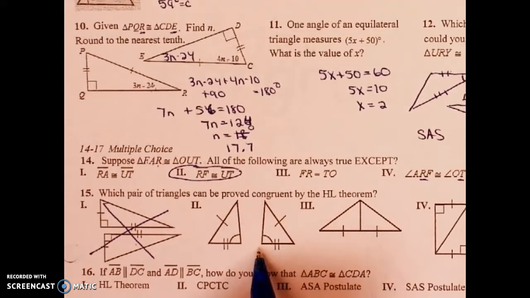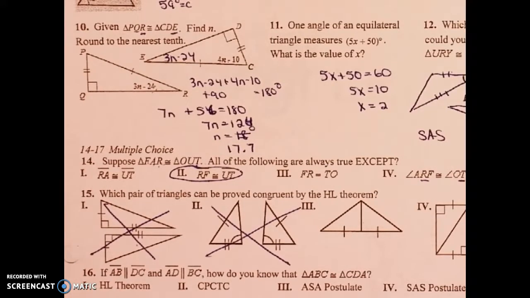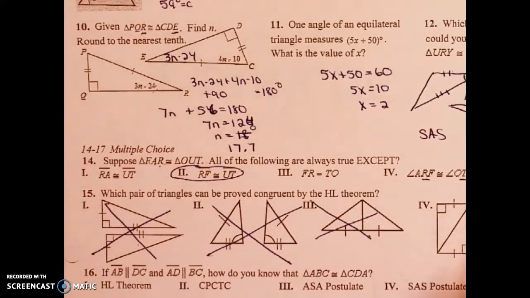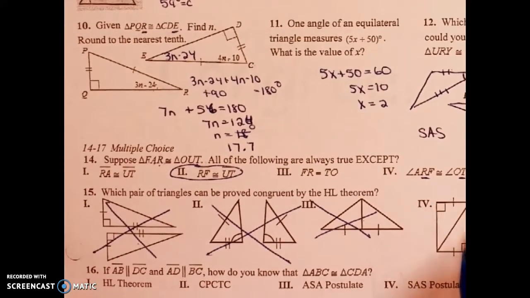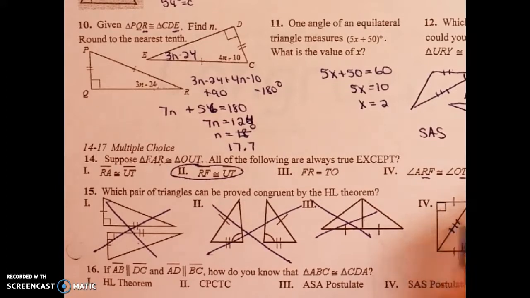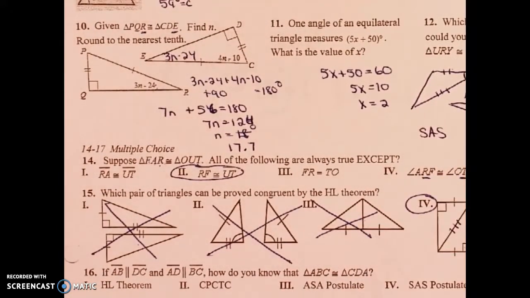Number 2, we don't even have right angles to start with, so that can't be proven. Number 3, again, we don't have right angles, and we don't have any information to lead us to believe they're right angles, so hopefully that leaves option 4. You do have right angles here, we have the legs here, and we have that hypotenuse right there. So the answer for that one is 15.